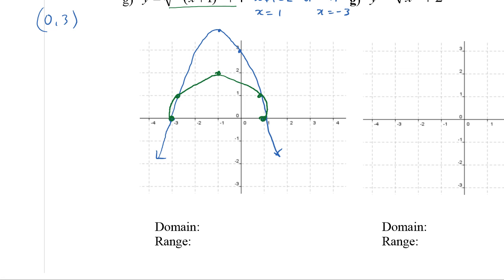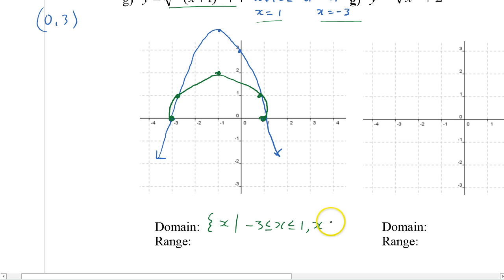Let's check out the domain and the range. So the domain, of course, is going to be related to these two x-intercepts. X is going to be greater than negative 3 and less than 1. So the best way to write that is negative 3 is less than or equal to x, which is less than or equal to 1. And if I put all my good stuff here, I'll put my curly braces, x such that, and then I'll say x is part of the set of real numbers.